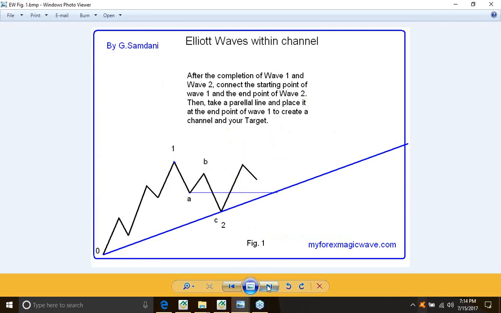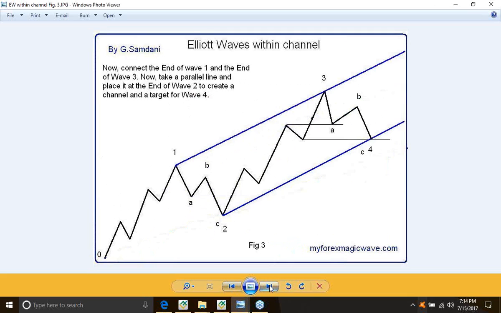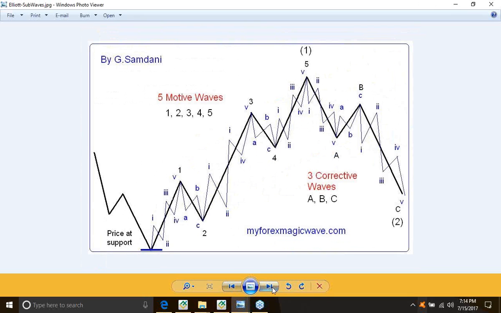Maybe next time. I'll cover this in the next one, step by step: wave 1, wave 2, what to look for, how it goes, and then how to get into wave 3, the big trade, and wave 4, wave 5. See the measurement and all that. The wave 1, wave 2, the channel. It always breaks up above the channel. Wave 3, and usually it's 1.618 of wave 1, then wave 4, and then wave 5. So this is how Elliott wave goes within a channel.